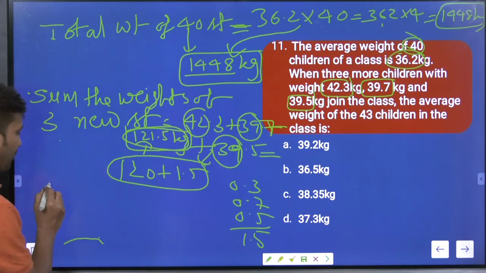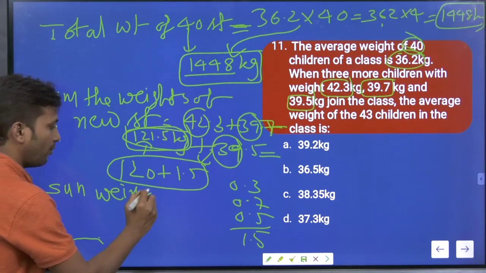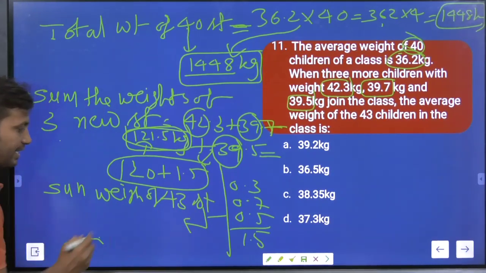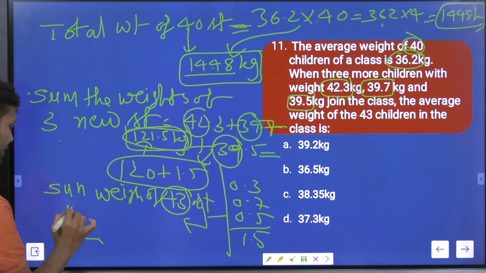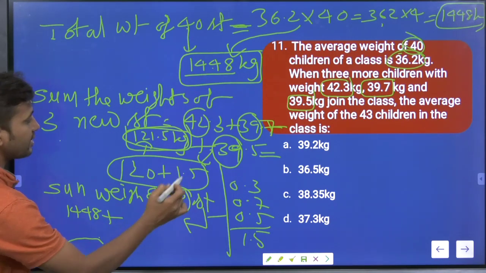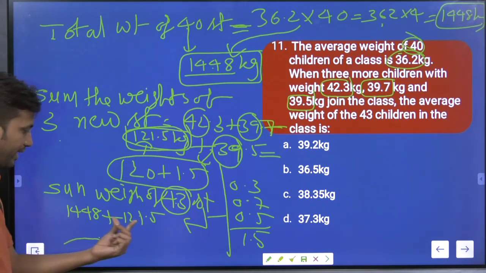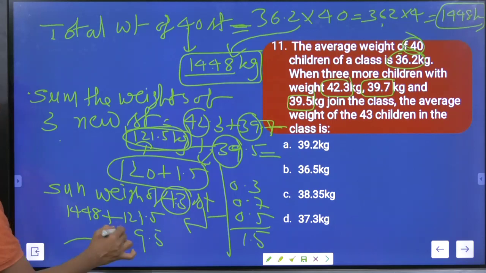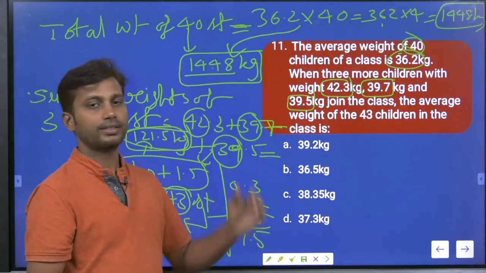Okay, so now let me find out the sum of the weights of total 43 students. How much is this, guys? I'm writing here. Looks a bit clumsy, but try to understand. So the sum of the weights of all the 43 students would be 1448 plus how much is this, guys? Tell me. 121.5. See, can we add this or not? This is 0.5 and this is 9 and this is 6. This is 15.